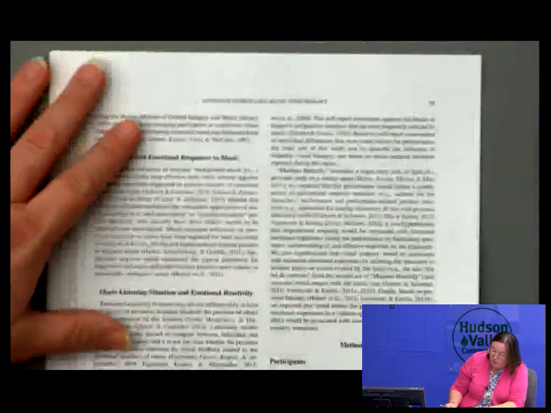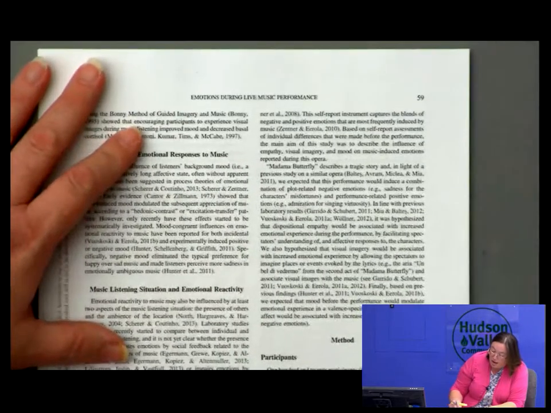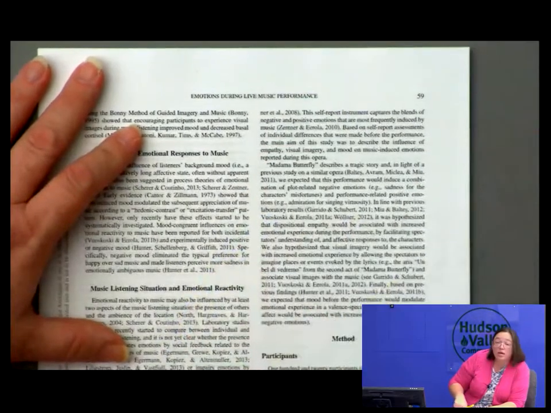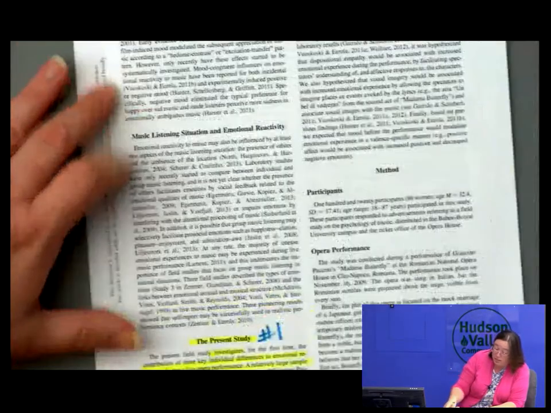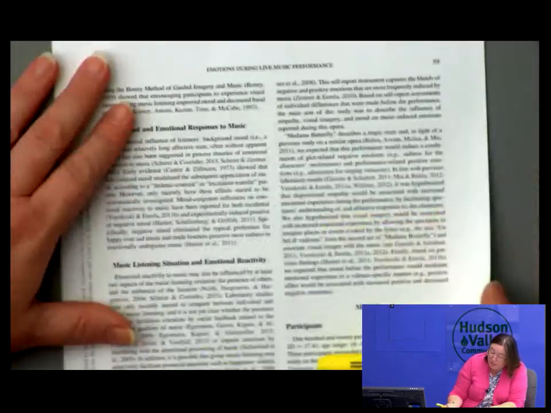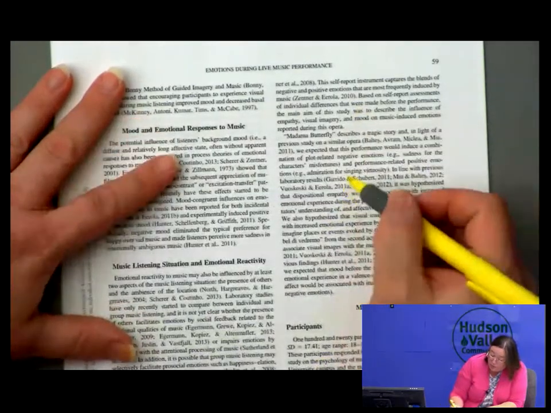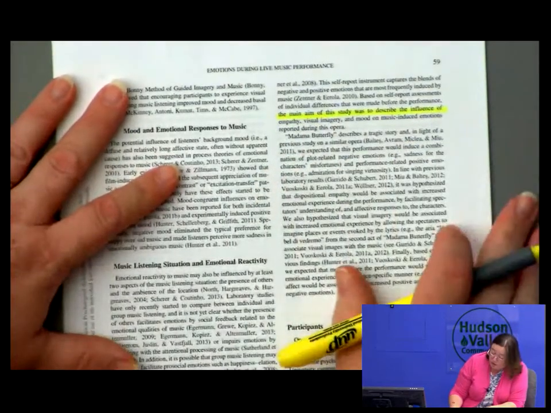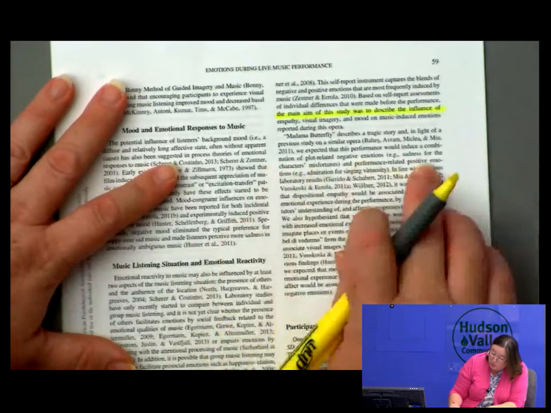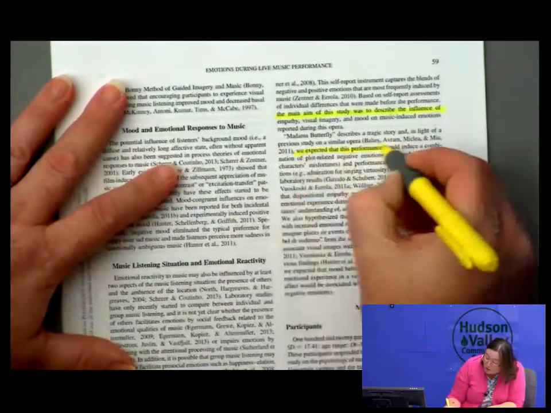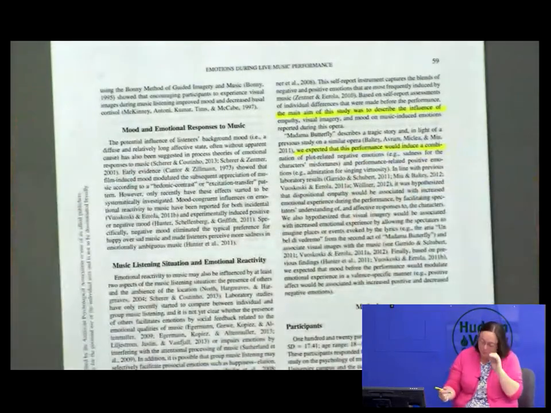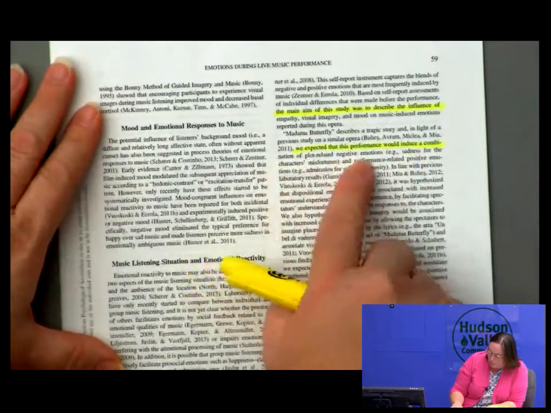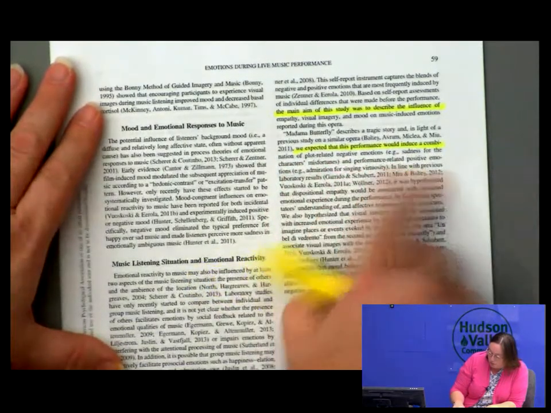Let me scooch this down, and continue to read through here. See if there's anything else in here that they say. They gave you their first goal, but you need to look and see if there's anything else. Another keyword, here we go. The main aim of this study. That's more of your research question stuff. So just skim through. Oh, we expect. That's a prediction. That's an educated guess. So we expected this performance would induce a combination of plot-related negative emotions and performance-related positive emotions.